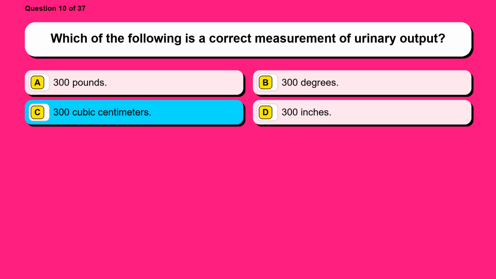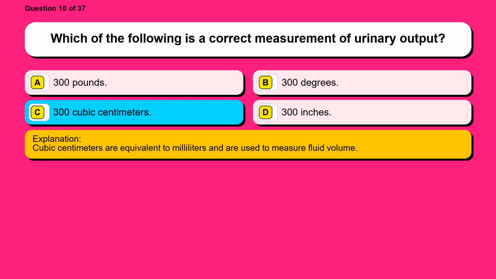The correct answer is option C. 300 cubic centimeters. Cubic centimeters are equivalent to milliliters and are used to measure fluid volume.